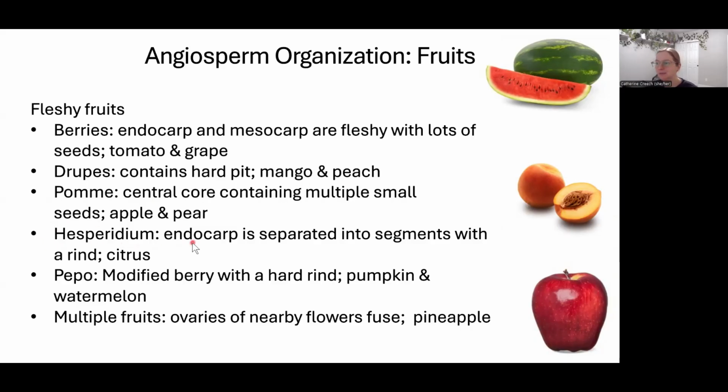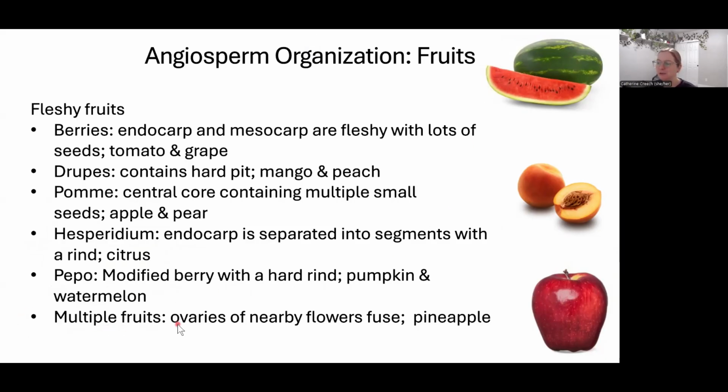A hesperidium is an endocarp separated into segments with a rind. That's going to be our citrus. Think about pulling apart an orange, each one of those segments. Then we have pepo. Pepos are modified berries, but they have a hard rind. For example, pumpkin and watermelon. So technically, pepos are types of berries.